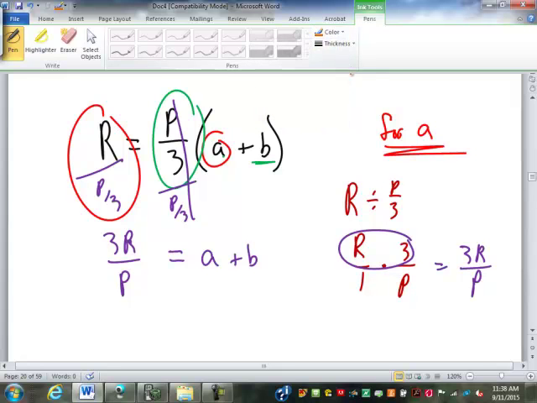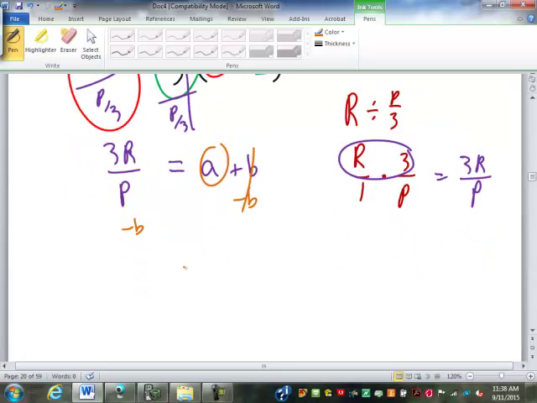And then I'm solving for A, so I've got to get rid of everything but A. Get rid of the B, it's added, so I'm going to subtract B. So over there, all I have left is A. Over here, 3R over P minus B is 3R over P minus B.